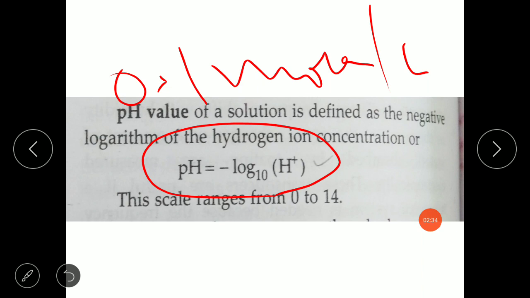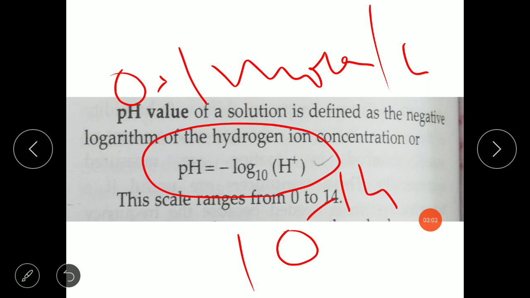Now, why do we have this range of numbers from 0 to 14 for the pH value? This is because of a certain physical property of water. In water at 25 degrees Celsius, the concentrations of hydrogen ions and hydroxide ions are related in such a way that the product of the two is always 10 to the power minus 14. Because of this relationship, we can find the concentration of one if we know the concentration of the other.